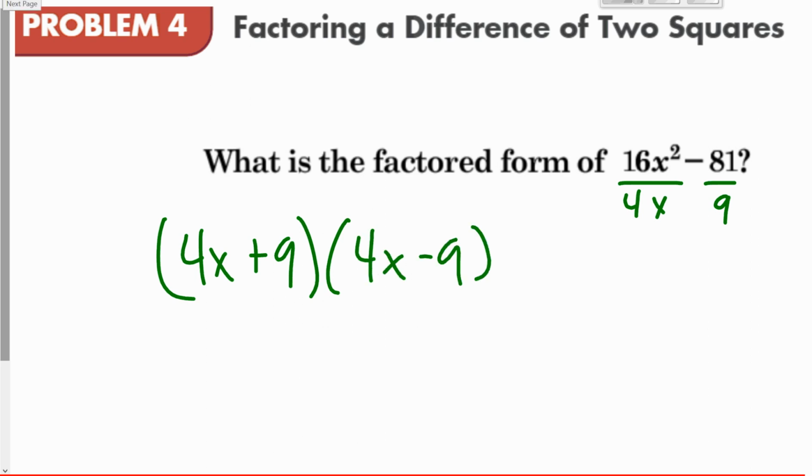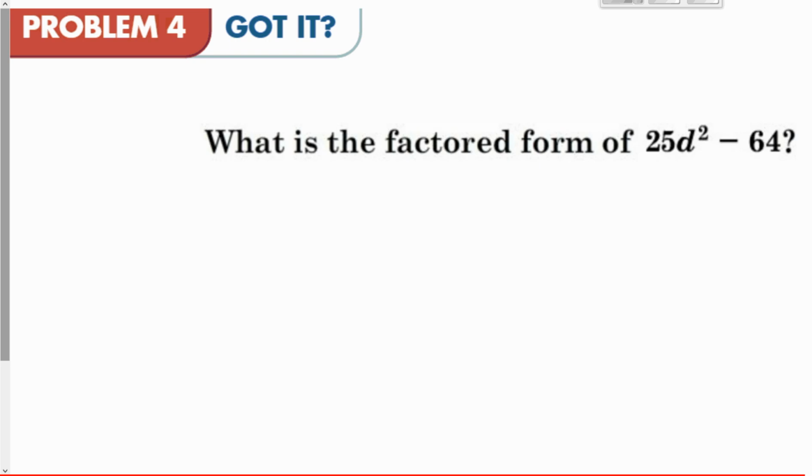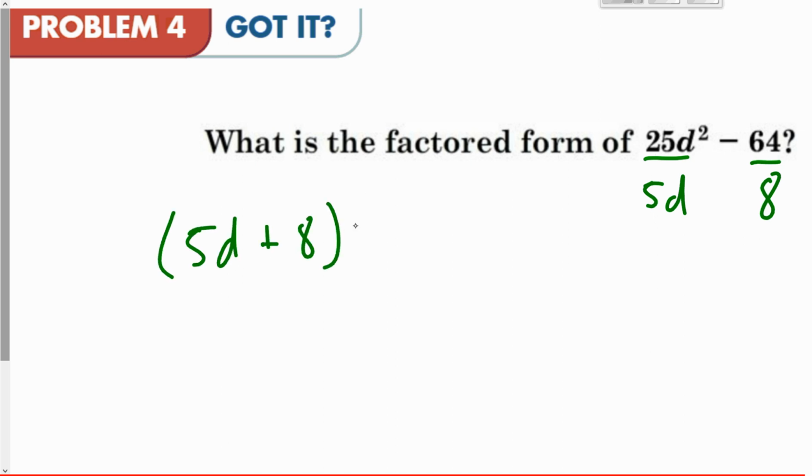Okay, go ahead and try this one on your own. What times itself is 25? What times itself is d squared? What times itself is 64? And one positive, one negative. So you can see these get pretty fast. You can do these pretty quick.